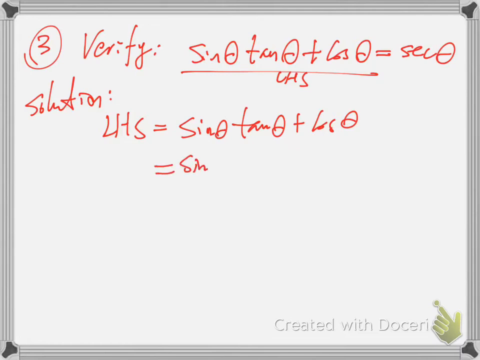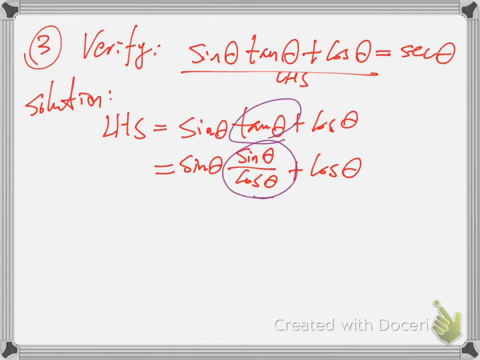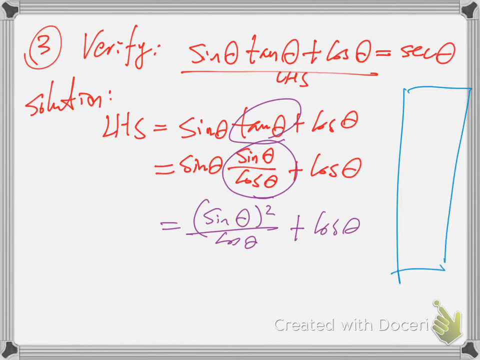So now what is tangent? Tangent is sine over cosine theta, plus cosine theta, right? So we changed tangent to sine over cosine. Now we got sine theta squared over cosine theta plus cosine theta. There's a small remark for trig functions: we put the second power between the function and the angle. So sine squared theta is sine theta squared.